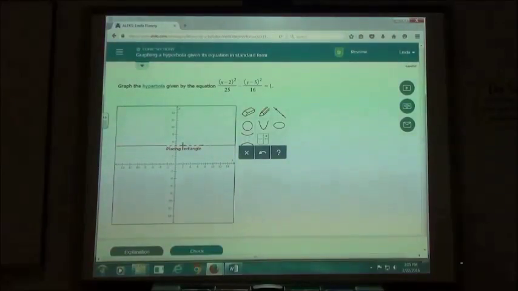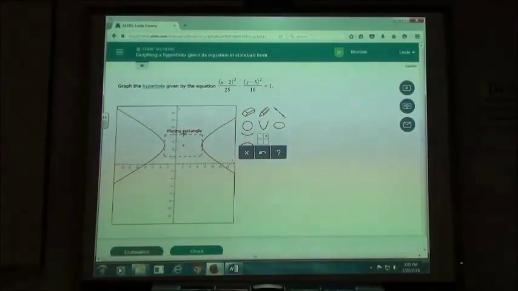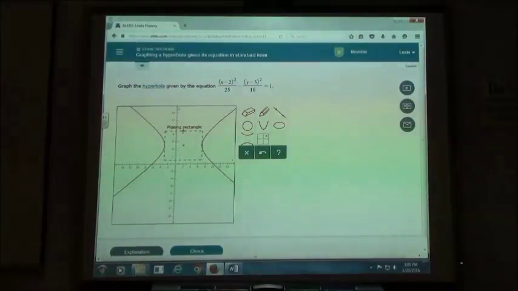My y is going to go up 4. 1, 2, 3, 4. So it says place the rectangle. Only be careful, don't do what I just did. I counted 4 clicks, but these are each going up by a half. So if I'm at 5 and I want to go up 4, I should end up at 9. So make sure you get that.